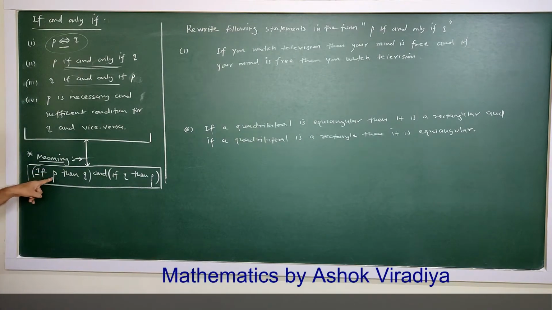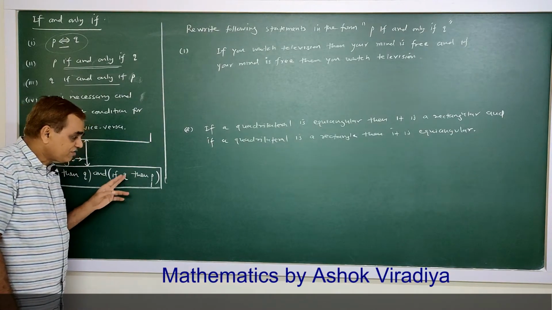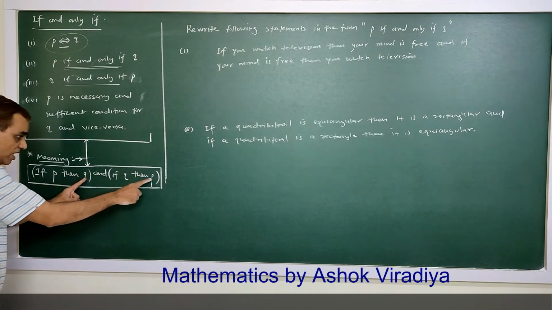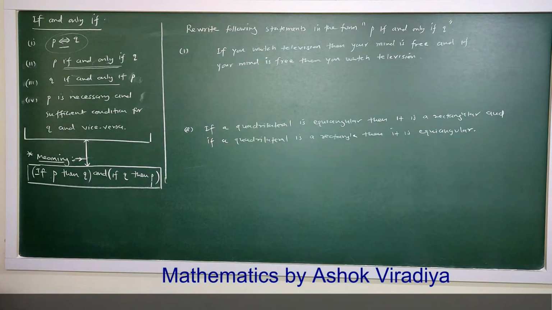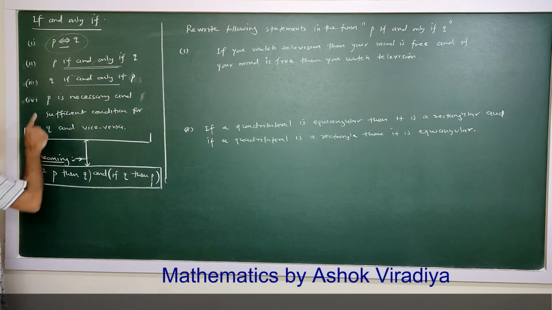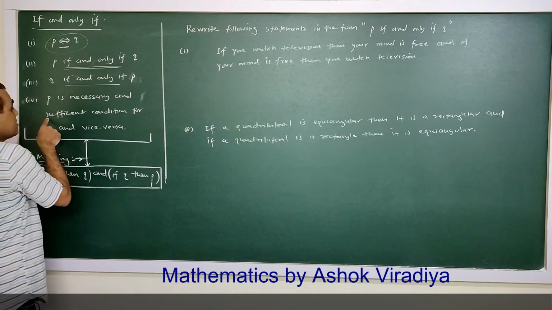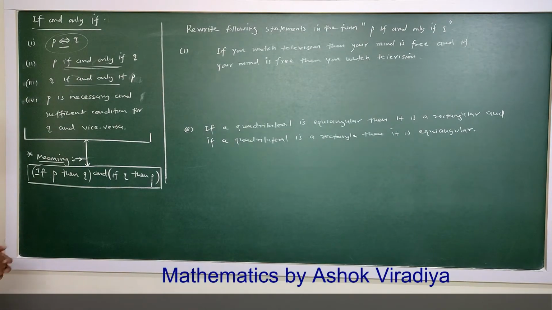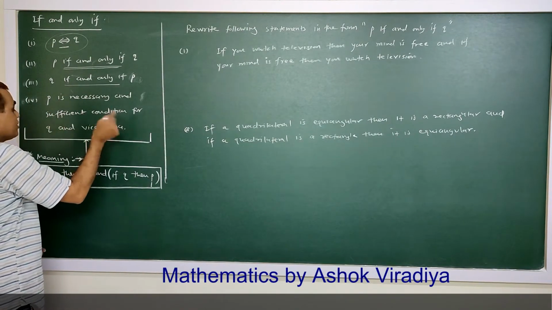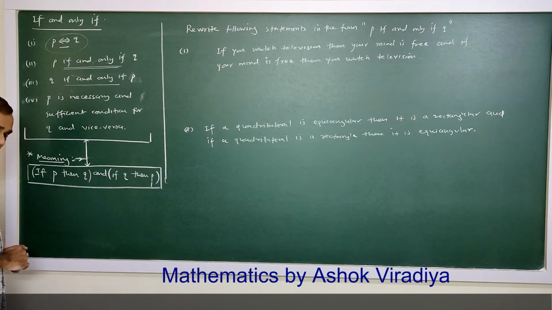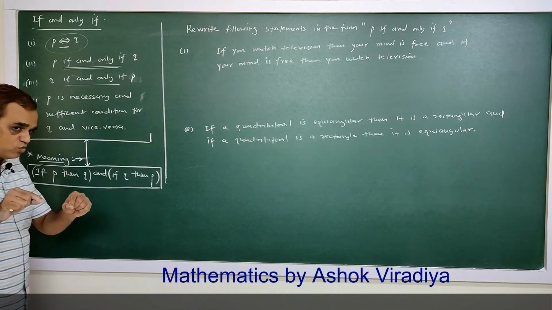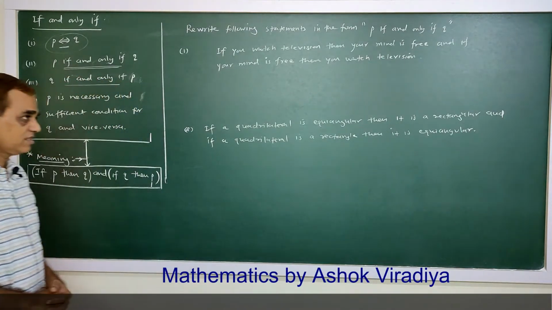Here P is a sufficient condition for Q. Here Q is a sufficient condition for P. So P and Q both are sufficient conditions, both are necessary conditions. So this statement can also be written as P is a necessary and sufficient condition for Q and vice versa. That means Q is a necessary and sufficient condition for P. So when both parts are true, that means both P and Q are necessary and sufficient conditions.